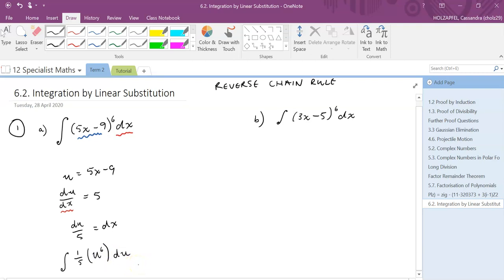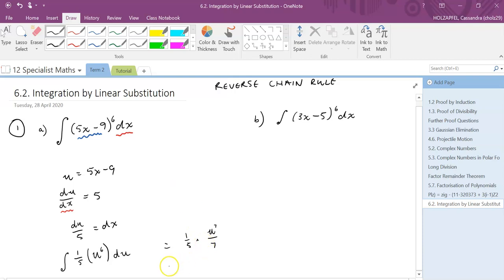So now this is going to be a really simple thing to find the integral of, because when we are finding the integral, we're just going to move this scalar value to the outside, and we're just going to use the normal rule that we always use. So we're going to add 1 to this power and then divide it by the new power, and that's going to give me 1/5 times u to the power of 7 over 7.